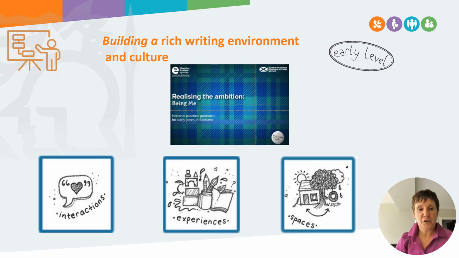In the early years document Realising the Ambition, they talk about interactions, spaces and experiences. In the context of writing, we can think about the positive interactions that we have with our learners to promote high quality writing, the planned experiences that we can create within our classrooms and across the school, and the positive writing spaces that would really motivate our learners to engage in the writing process.